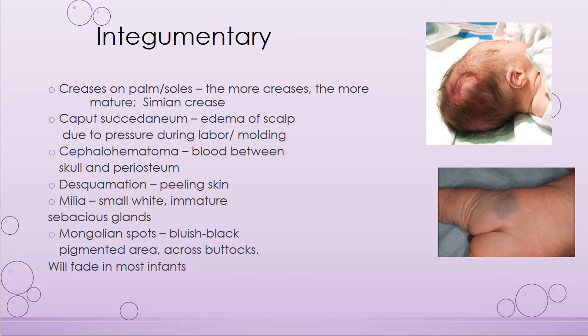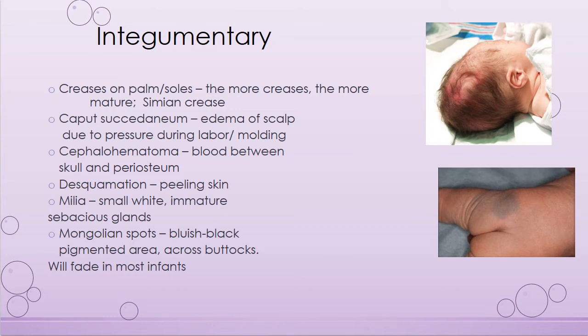Creases on the palm and soles: the more creases, the more mature. We look at the simian crease. Caput succedaneum is edema of the scalp due to pressure during labor and molding. You're going to see these terms along the way, and you're probably going to see these terms on your exam. Cephalohematoma is the blood between the skull and the periosteum. Desquamation is peeling skin. Milia, it's very normal, small white immature sebaceous glands.